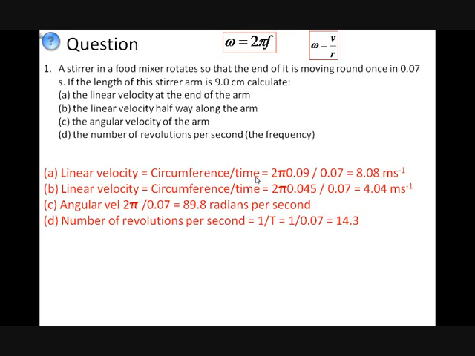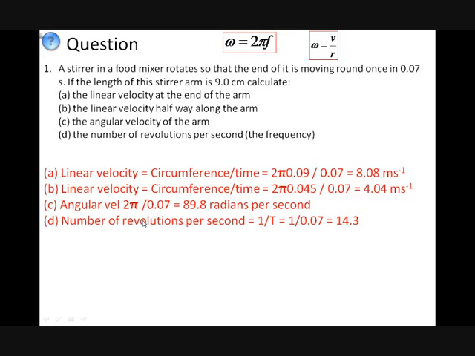The linear velocity halfway along the arm is exactly the same, apart from I'm not using 0.09, I'm using 2 pi times 0.045. Divided by the time period, I obviously get half the speed. So you're moving at half the speed as you move down the radius by half. Angular velocity, from our formula, is 2 pi over T, which is 2 pi divided by the time period, giving me 89.8 radians per second.